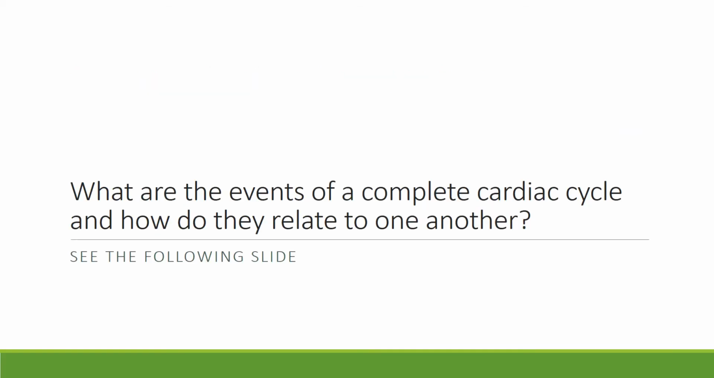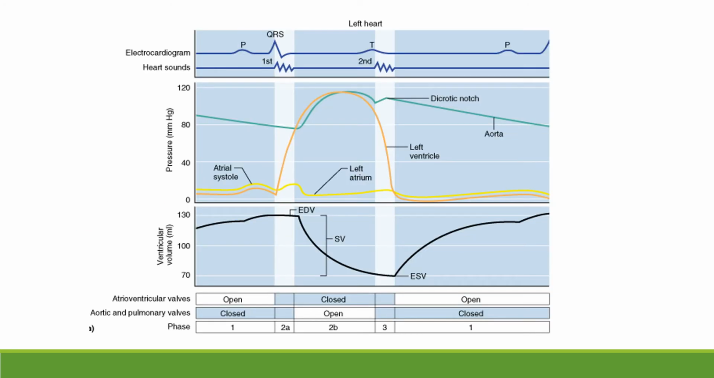There are many events that occur during a complete cardiac cycle. Let's take a look and see if we can coordinate and understand these events. At first glance, this can be overwhelming. Let me try and break it down and tell you what you should know about this chart. If you look at the very top, what you'll see is the electrocardiogram, and we've talked about that, and we've talked about the waves that are there.